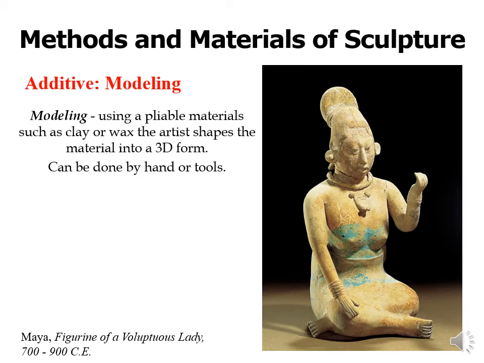And the next method, additive method, in this case the Mayan piece, where you're taking clay and you're adding, building onto your piece. So in this case, using a pliable material such as clay, you can add to it and you can model and manipulate it to give it, in this case, more of a human form. You use some little tools to get in there to get the toes and the fingers and the facial features.